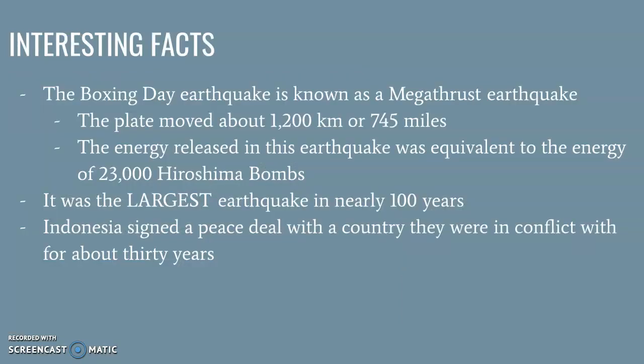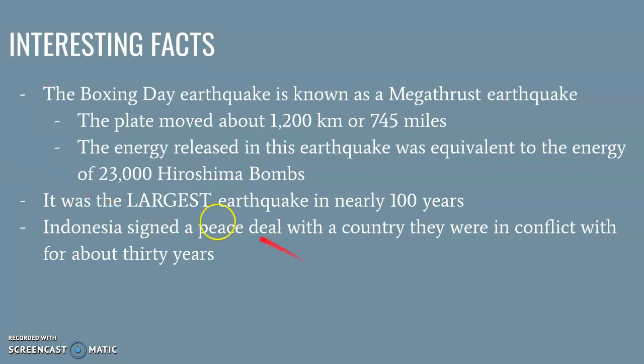Some interesting facts I shall share with you guys: this earthquake is known as a megathrust earthquake. They occur at subduction zones at destructive convergent plate boundaries, where in this case one tectonic plate is forced underneath another, caused by a slip along the thrust fault that forms the contact between them. Both of those plates moved 1,200 kilometers, and the energy is equivalent to the energy of 23,000 Hiroshima bombs, which is kind of crazy to think about.